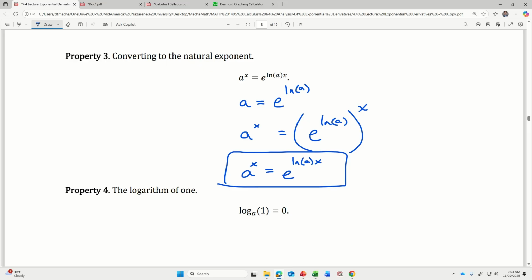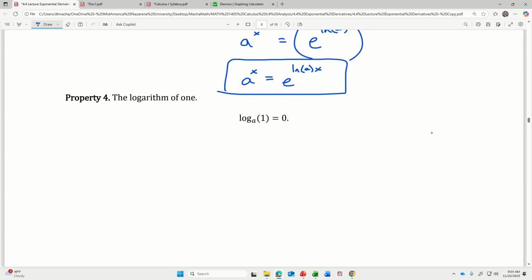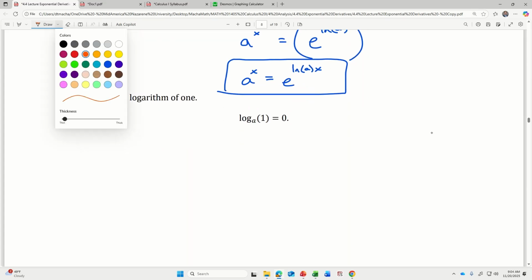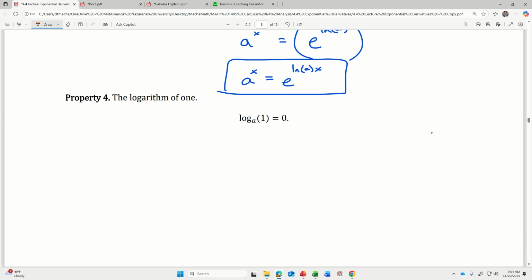That's my exponent power rule, right? And so I can always convert any exponential function into an exponential function with base e using that formula. That's going to come in handy later when we do derivatives. The logarithm of 1, right? We say that the logarithm of any base of 1 is equal to 0.